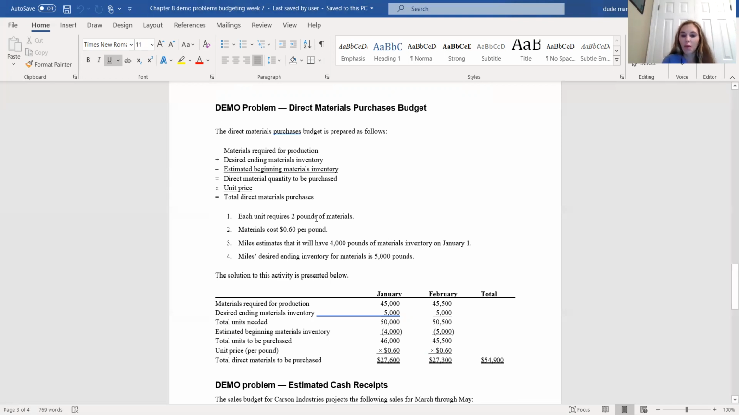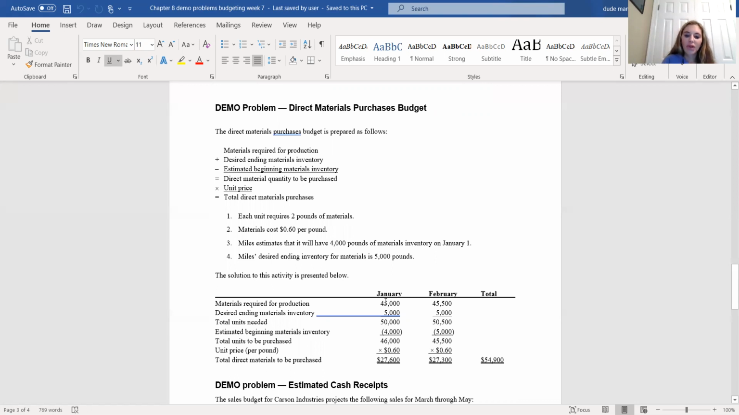So we're given these assumptions: 2 pounds of materials per unit is required. Material costs 60 cents per pound. There is an estimate of 4,000 pounds of material inventory on January 1st. And then our desired inventory levels for materials is 5,000 pounds. So let's determine how we got these figures, okay? We're going to have to use a little bit of the information from the previous problem.